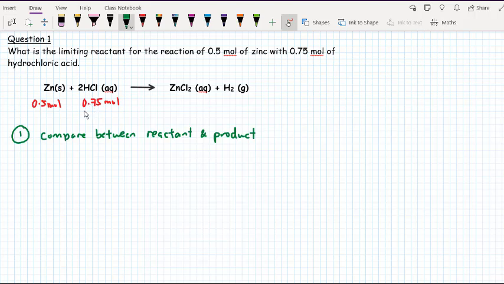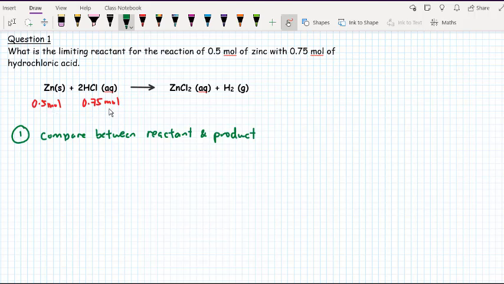Alright, so for question number 1, what is the limiting reactant for the reaction of 0.5 mole of zinc with 0.75 mole of hydrochloric acid? So 0.5 mole of zinc, 0.75 mole of HCl. This example shows that for both of our reactants, the information is provided.